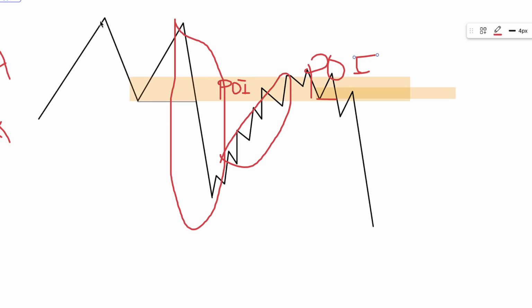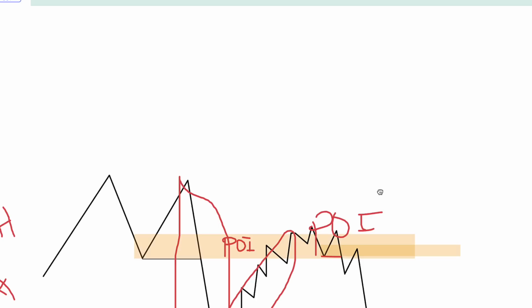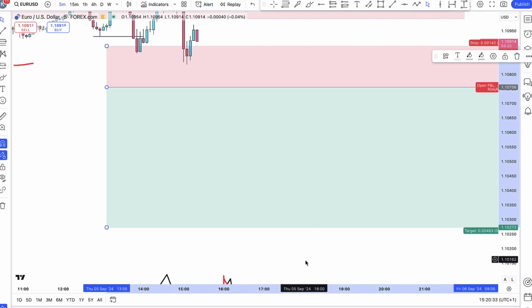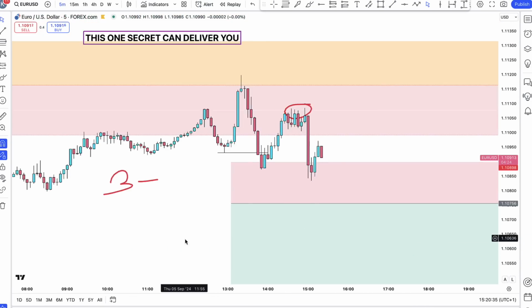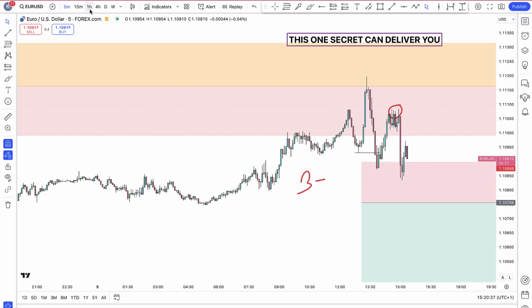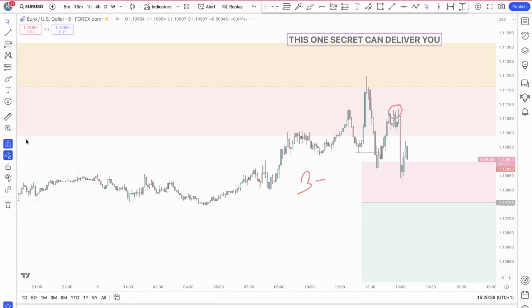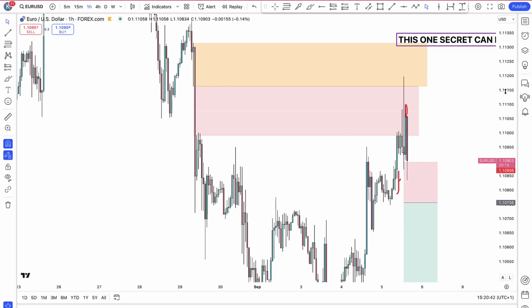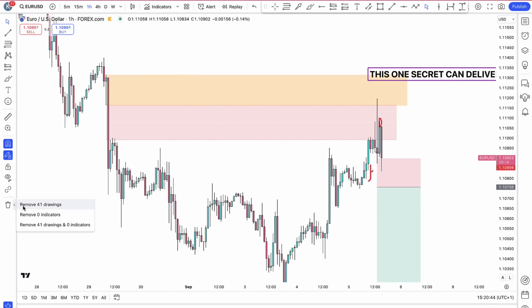Let me show you an example aside from the one I'm taking today. All right, let me even show you from the Euro USD trade example. So this was what was happening. Let me take out everything.